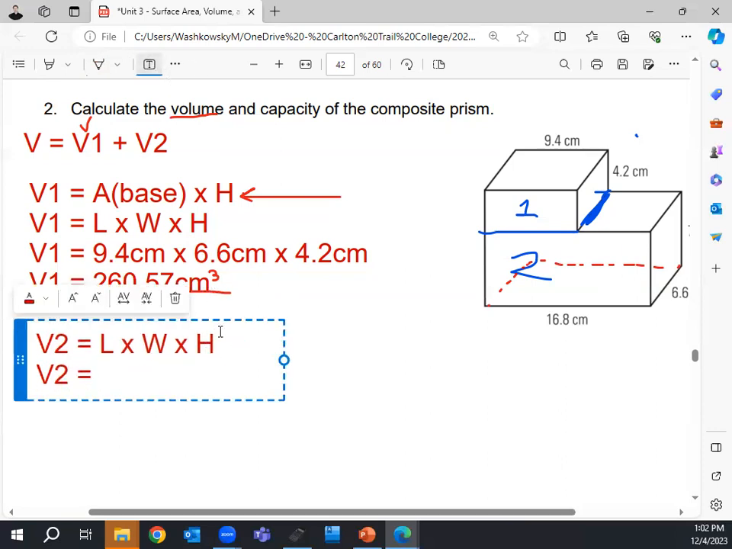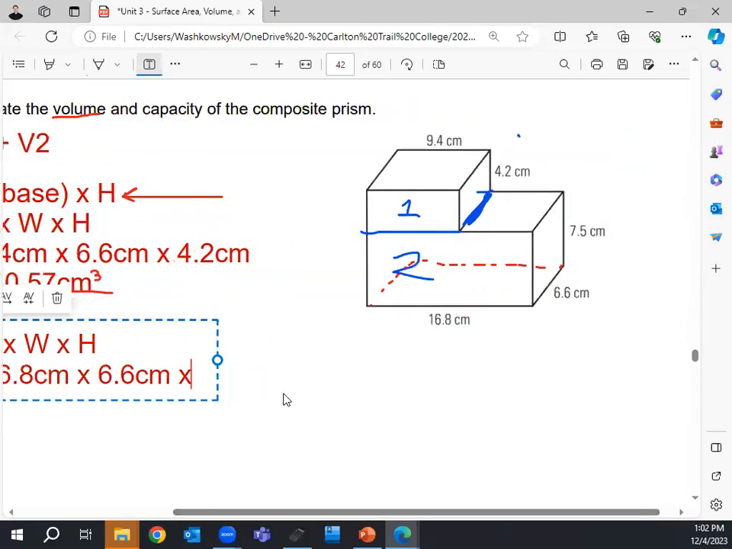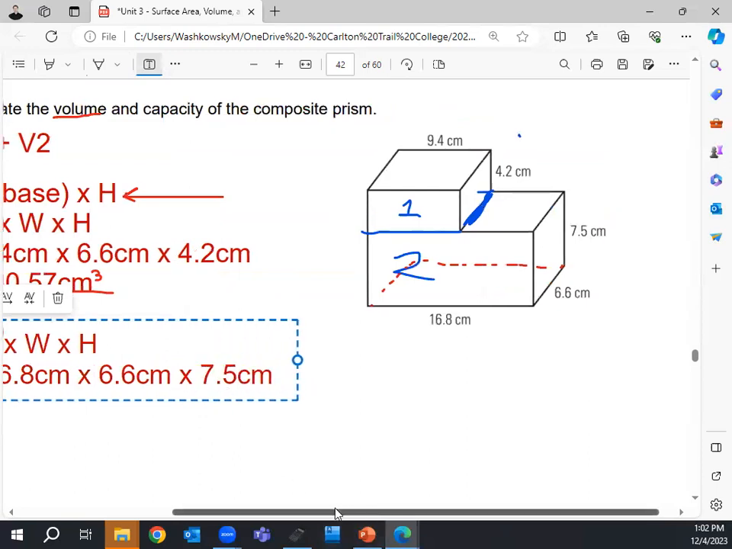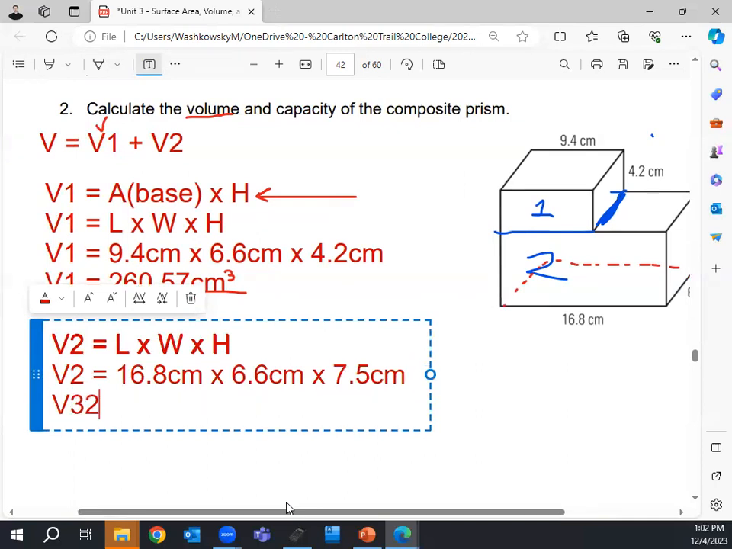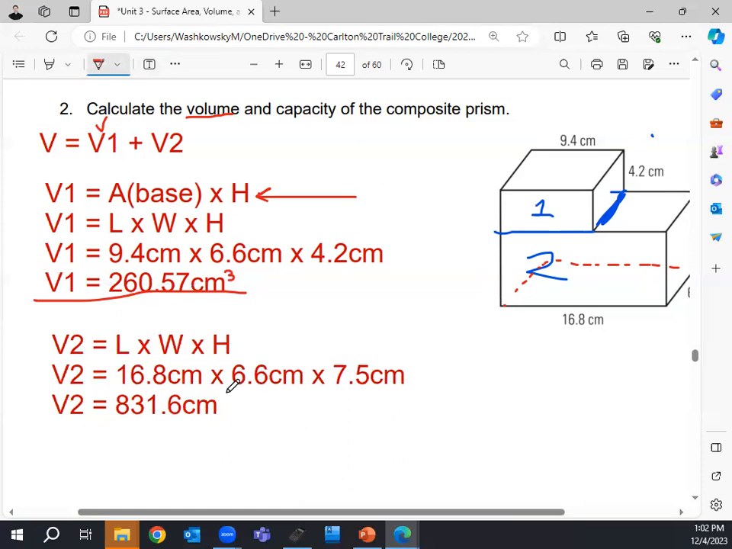So now all I need to do is figure out my length, my width and my height. So what's my length? 16.8. What's my width? 6.6. What's my height? It would be that 7.5, yes. So cool, I have my three numbers. You times all three numbers together, and you're going to get 831.6 centimeters cubed.